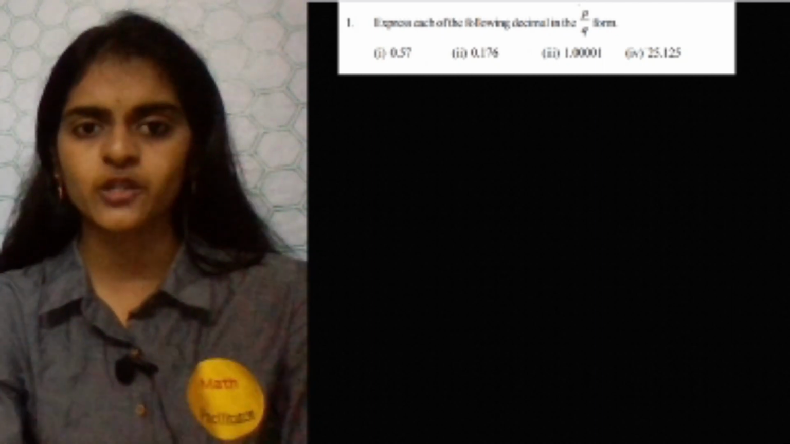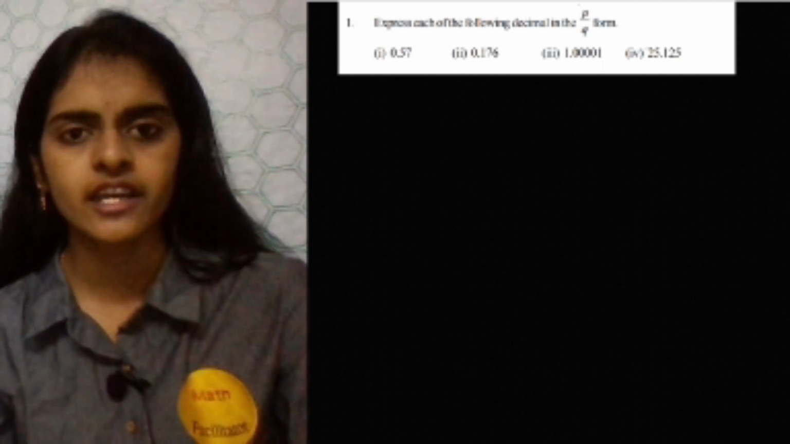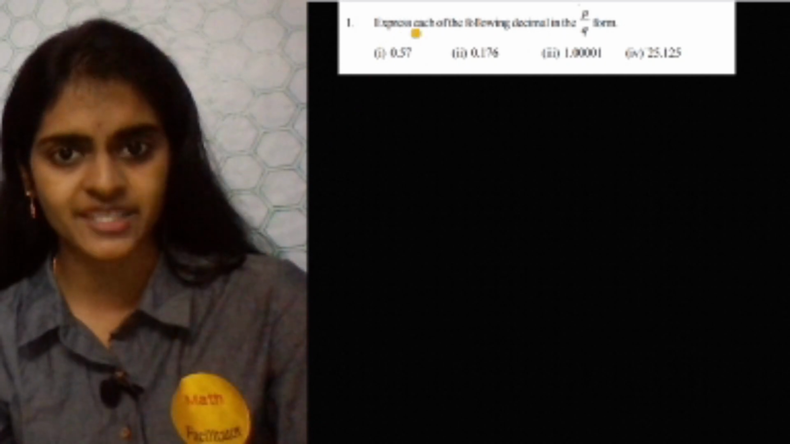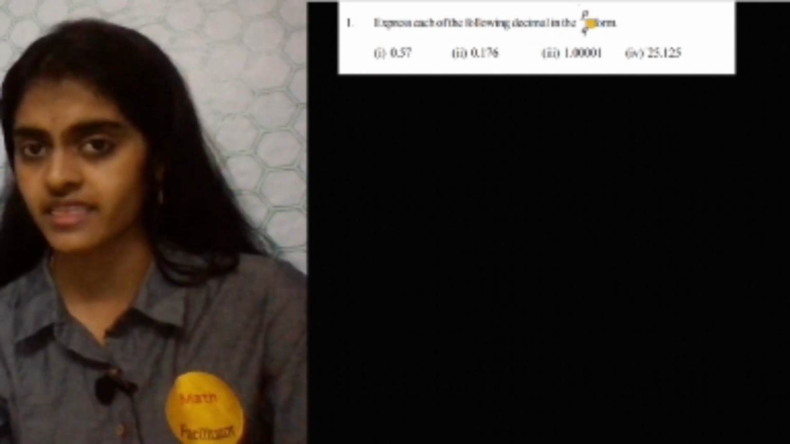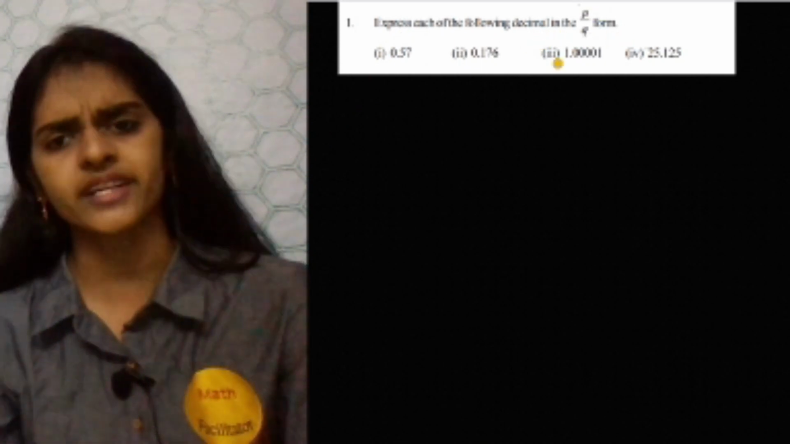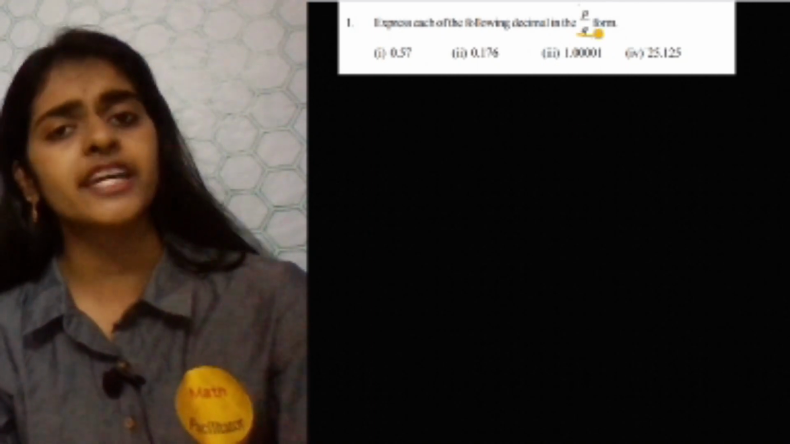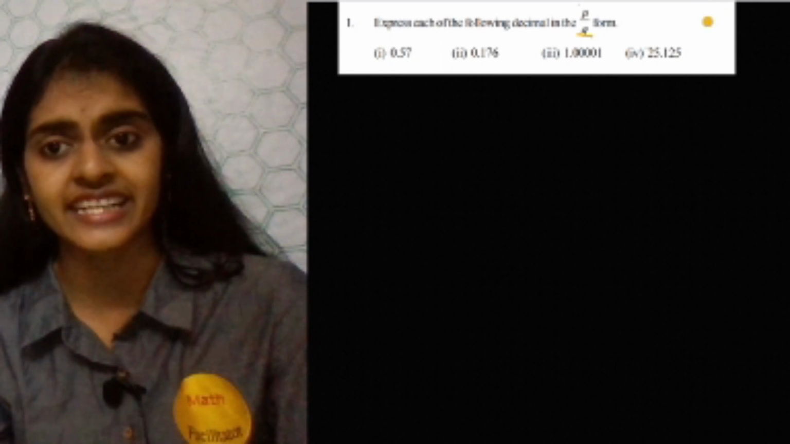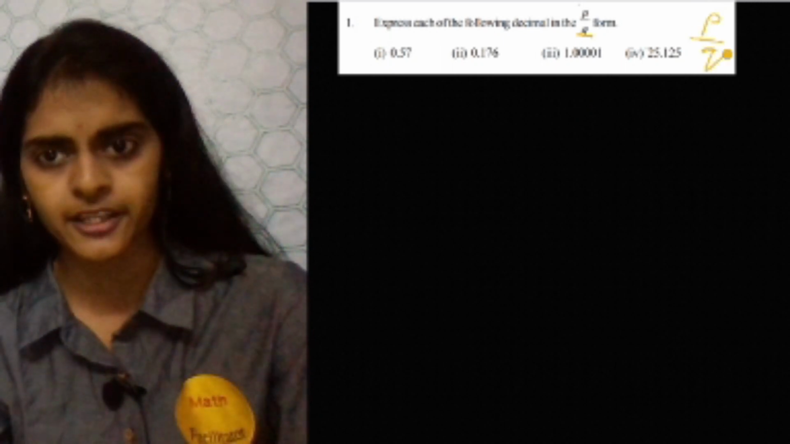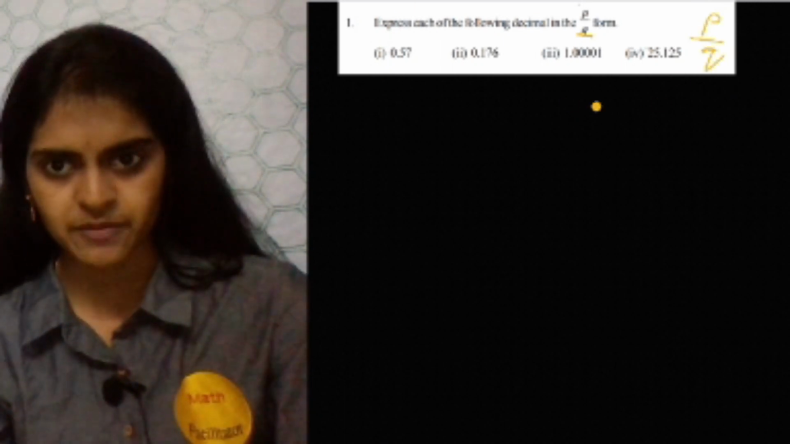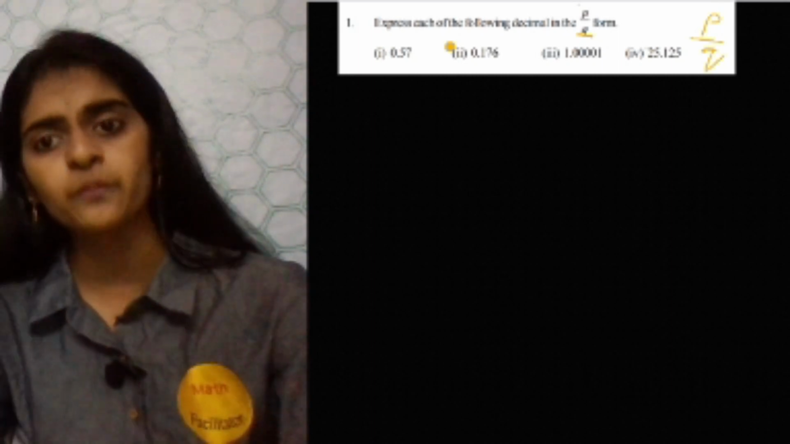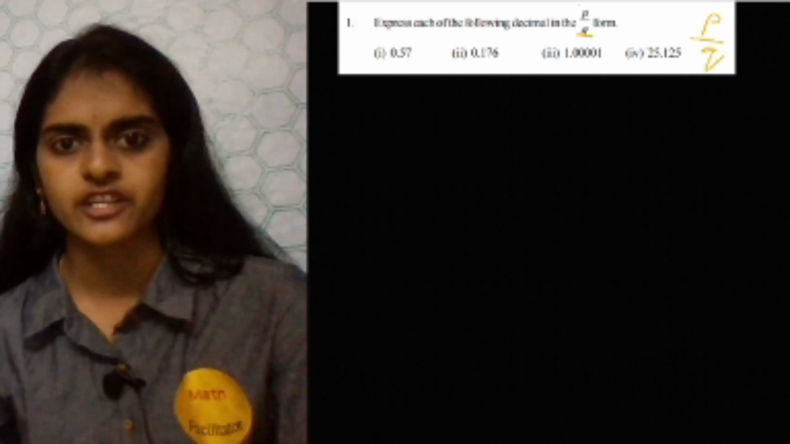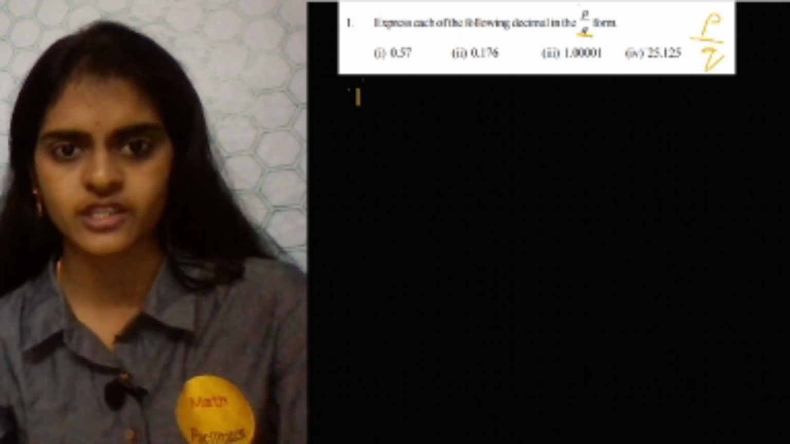So here is the first question of this exercise. You can see we have to express each of the following decimals in the p by q form. Now what is p by q form? P by q form is nothing but rational form. Rational numbers are written in the form of p by q. So all these decimal numbers you have to convert into p by q form. Clear? So let us take the first bit of this question.